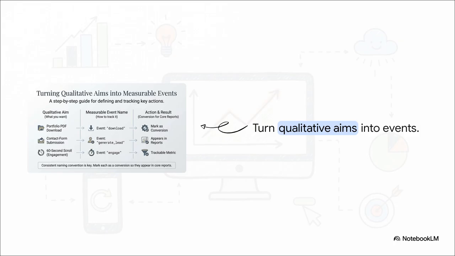Well, we translate it. A qualitative aim, like hoping someone downloads your portfolio PDF, becomes a tracked download event. A contact form submission becomes a generate_lead event. We can even track actions like a full 60-second scroll, which tells us someone actually stood there and admired the window display instead of just walking quickly past.